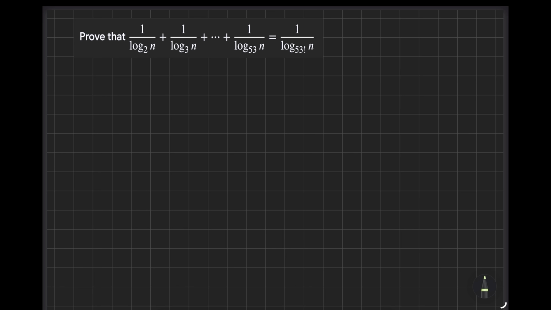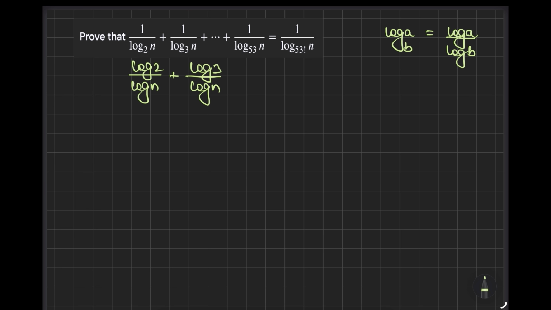Okay. So, what I will do is use this property: log a base b. Can I write this as log A by log B? Now focus over here. Can I write this as log n upon log 2? Correct? Same game. Log n upon log 3, and so on, up to log 53 upon log n.